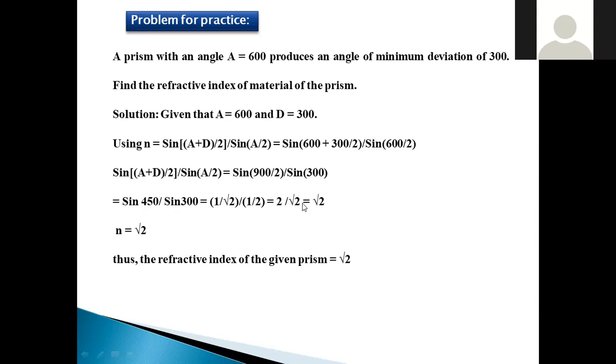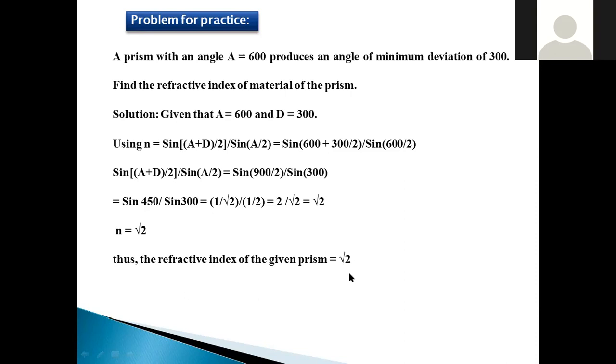How can we write this? 2 by root 2. So 2 can be written as root 2 into root 2, by root 2. When root 2 gets cancelled, the n value becomes root 2. That means the refractive index of this material, this prism, is given as n is equal to root 2.